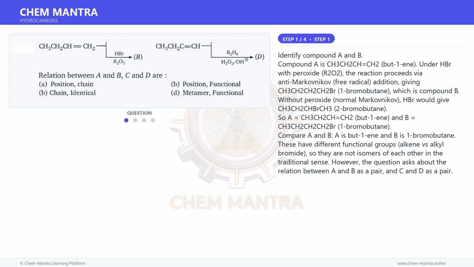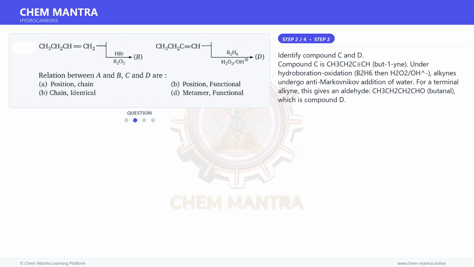These have different functional groups, alkene versus alkyl bromide, so they are not isomers of each other in the traditional sense. However, the question asks about the relation between A and B as a pair and C and D as a pair. Moving on to the next step. Identify compound C and D.